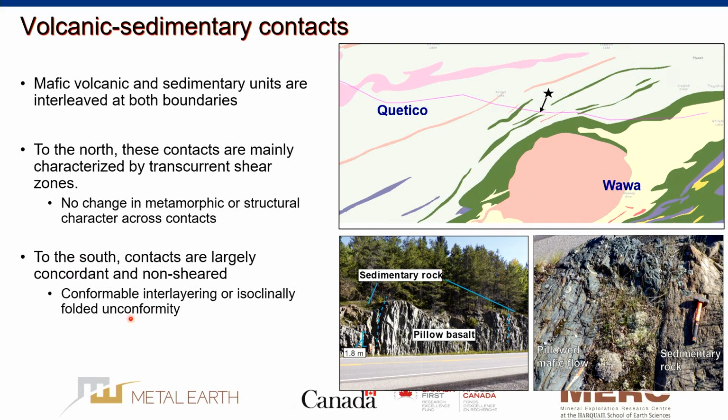To the south, very similar relationships are observed, in this case in a less structural domain, and you can actually see that these are primary contacts. So the idea is that either it's conformable interlayering like we have in the Pontiac, or it's potentially also an isoclinally folded unconformity. Both seem to be valid.